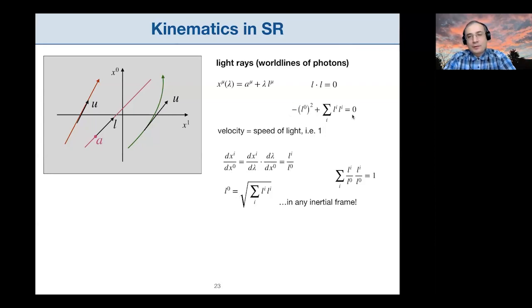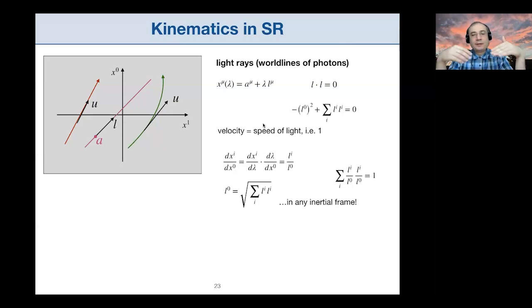But we have checked that because of the null condition, L^0 has to be the square root of the size of the spatial part of the vector L. So the magnitude of this velocity is equal to one. So in any inertial frame, a particle with tangent vector being a null vector will appear as a particle moving with the speed of light, as it should happen. We have proved the frame independence of the speed of light.